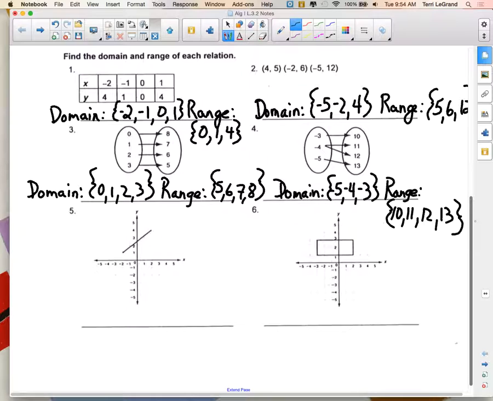Okay, so any questions about how we state the domain and the range? Now, these 4 relations, if we actually graphed them, could you tell me, would they be continuous or would they be discrete? What do you think? Do you think this is a discrete situation or a continuous one? What does discrete mean again?